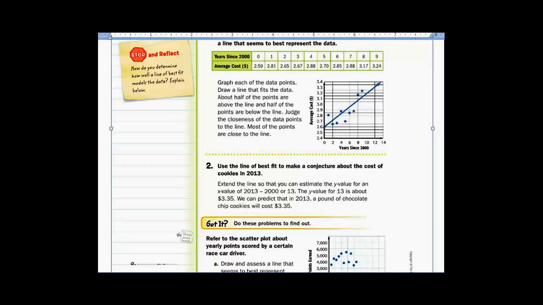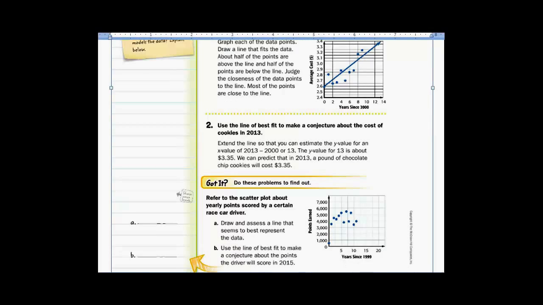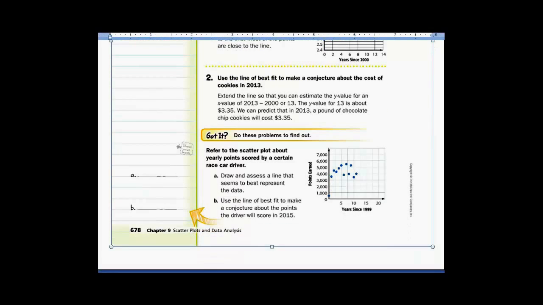So in 2013, years since 2000, so 13 years down the road, what would you say that they cost? Looks like 3.35 because it's halfway in between 3.30 and 3.40, so 3.35. That's what a line of best fit is. So that way you can tell maybe what will happen at a certain time in the future.